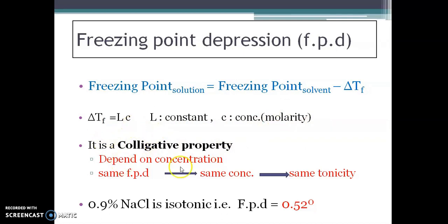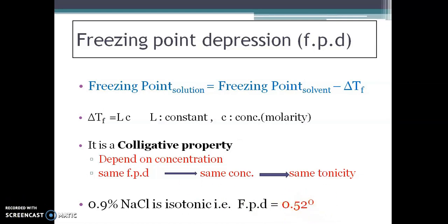This method is a colligative property which depends upon the concentration. If there is the same depression in freezing point, that leads to the same concentration, which indicates the solution is isotonic or of the same tonicity. For example, 0.9% sodium chloride solution is isotonic. So the depression in freezing point of 0.9% NaCl is minus 0.52 degrees Celsius.